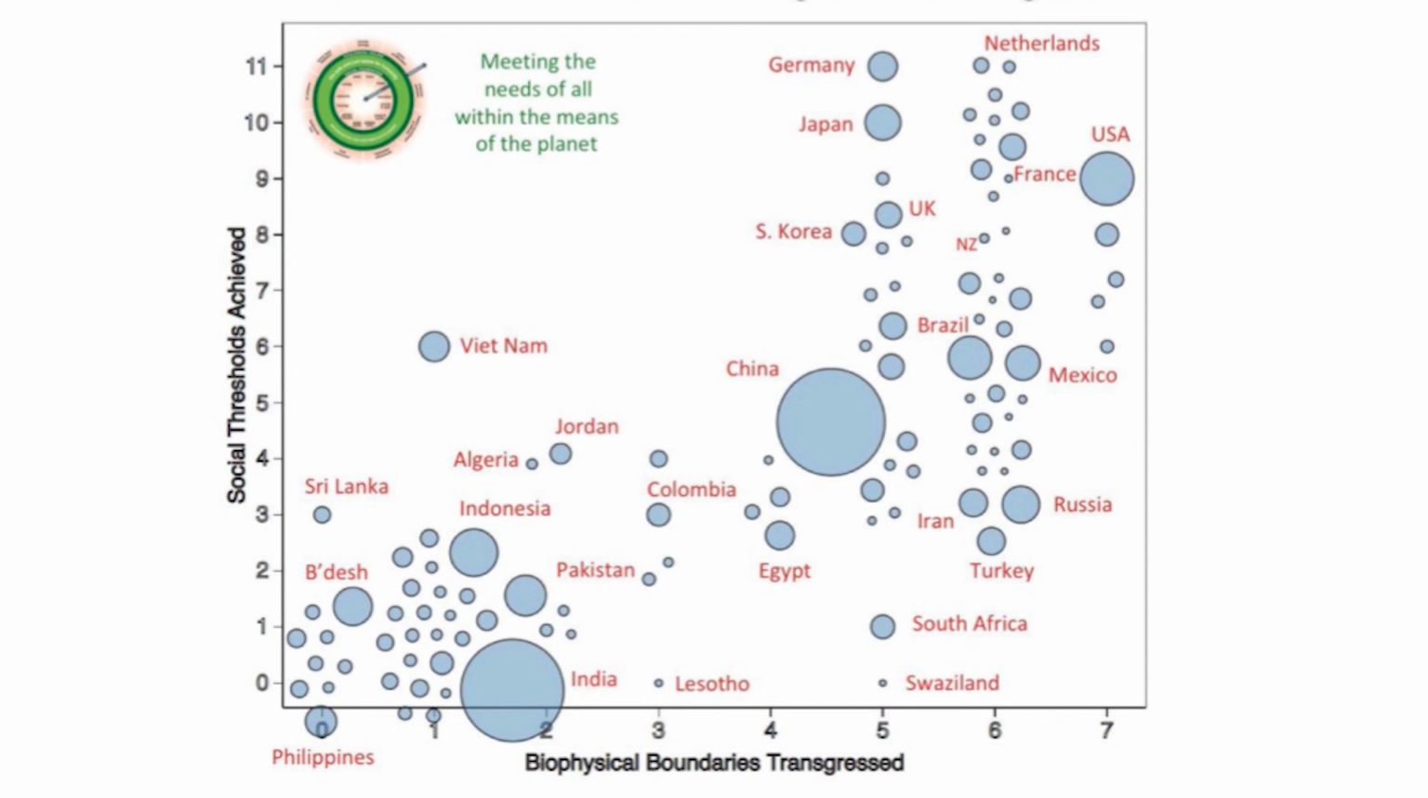So the goal is to move countries that are already meeting the social needs of their populations toward the decreased number of planetary boundaries that they've transgressed, and then also to move those countries that are still within their biophysical boundaries, within their planetary boundaries, up towards the social thresholds that they need to maintain. So we're trying to move all of these countries toward the top left corner of this graph, and that is a really, really hard thing to do.